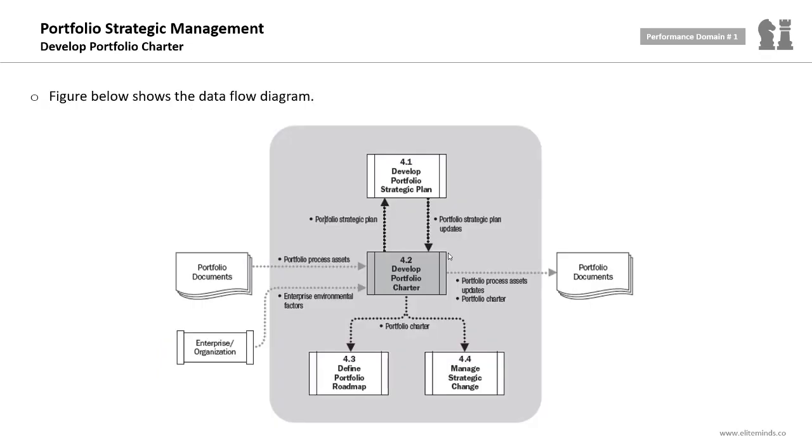Now, the data flow diagram of this process shows that the inputs will come from the developed portfolio strategic plan, from the portfolio documents, and from the enterprise or the organization. The outputs, which are mainly represented by the portfolio process assets updates and the portfolio charter, will both be part of the portfolio documents. The portfolio charter, which is the outcome of this process, will be used in the define portfolio roadmap process and manage strategic change.